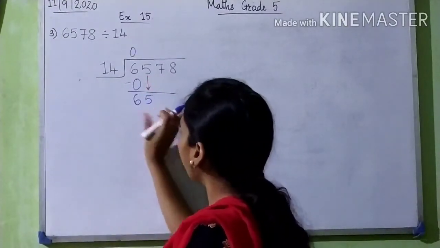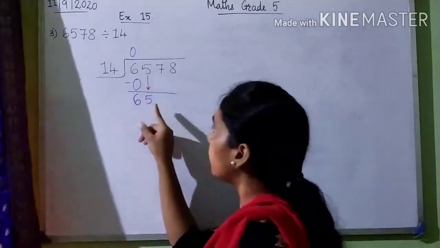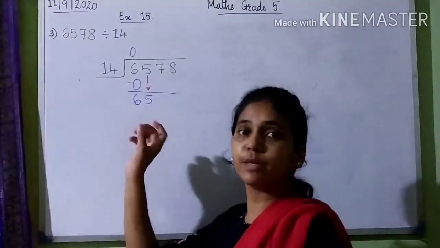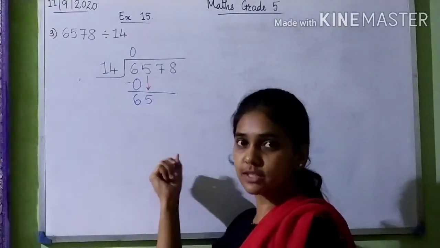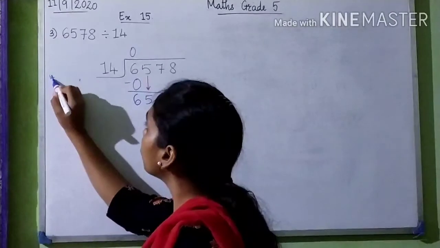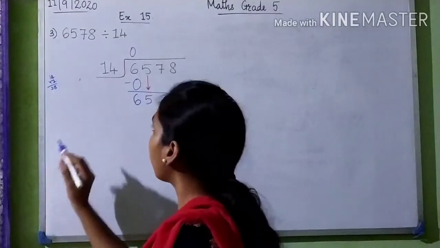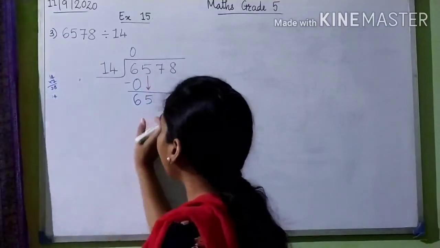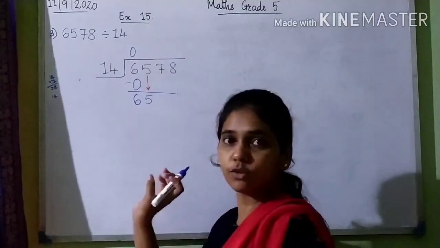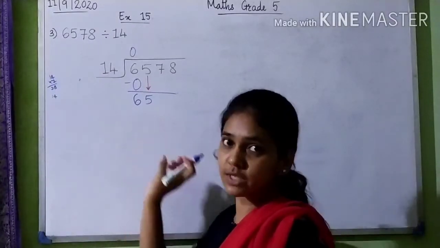So this number now becomes 65. So what into 14 will give me a number which is nearly equal to 65? Let's check. What is 14 into 2? 2 4s are 8, 2 1s are 2. So 28. Then 28 is very less than 65, so we don't have to take 28. We have to check a number which is nearly equal to 65.